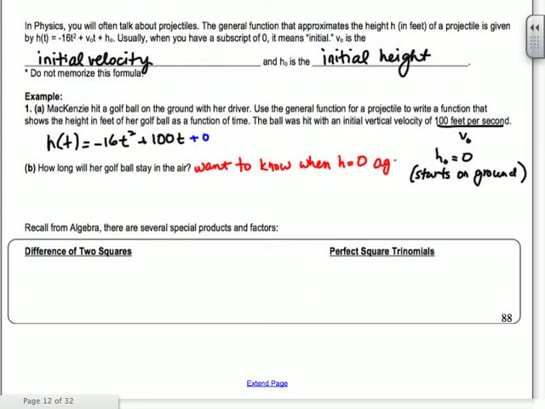So we know it starts on the ground. When's it going to hit the ground again? Okay, so I say 0 equals negative 16t squared plus 100t. This is an equation that has t squared and t in it, so we're going to have to factor.